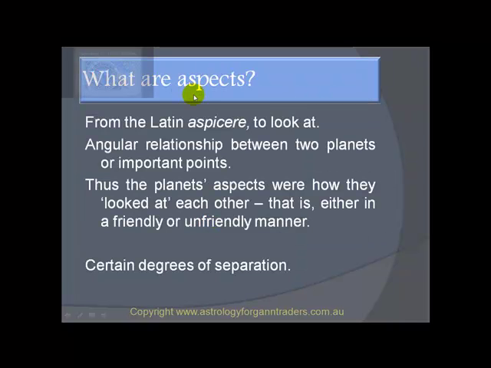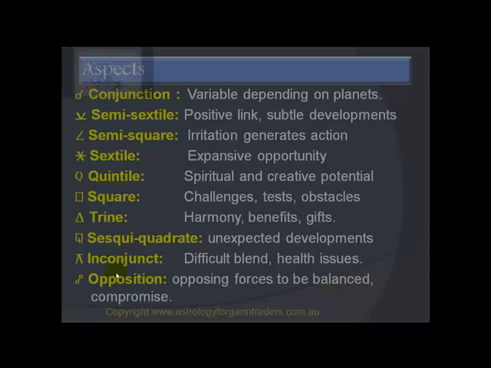So what are aspects? They're from the Latin word aspicere, that means to look at. It's actually the angular relationship between two planets or important points. Thus the planets' aspects were how they looked at each other, that is either in a friendly or unfriendly manner. Also can be termed as certain degrees of separation.